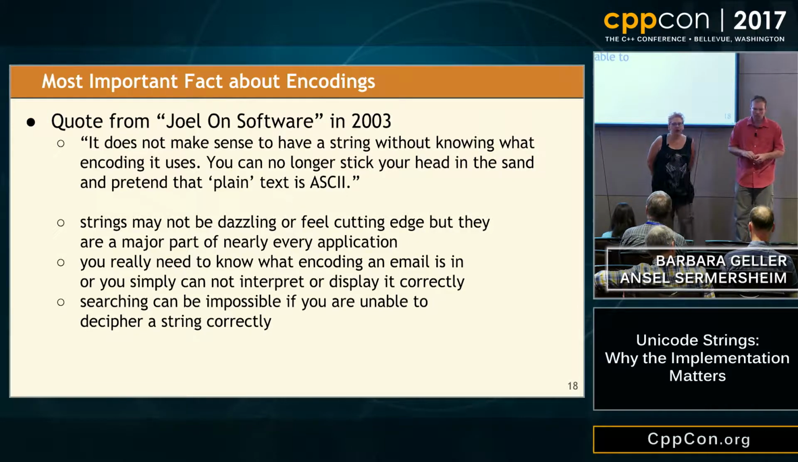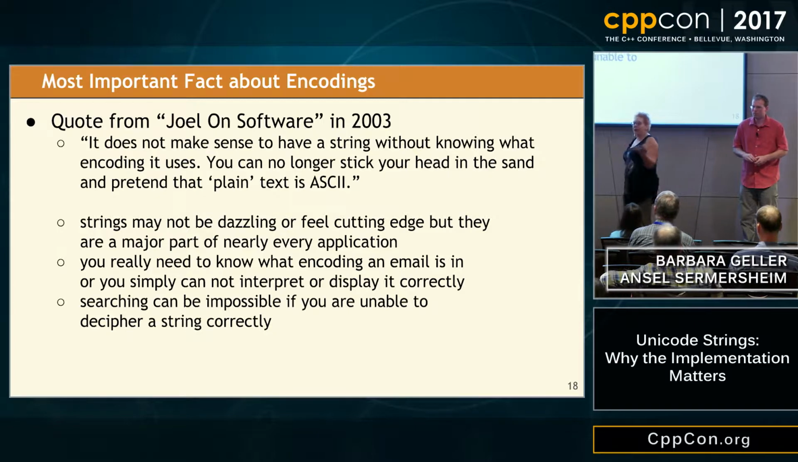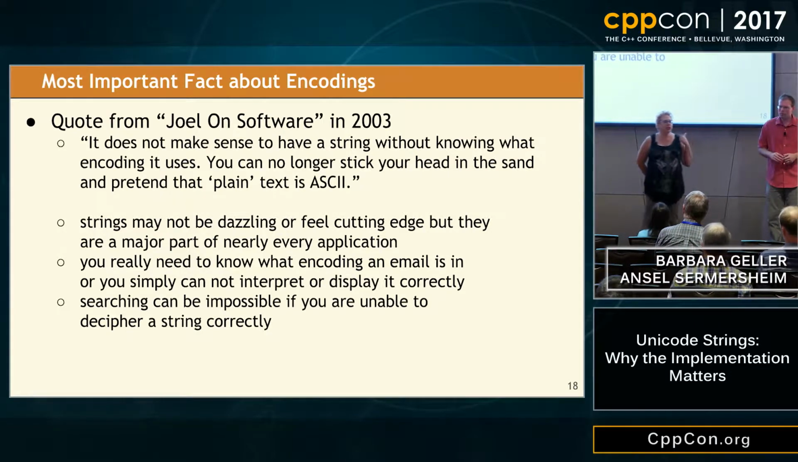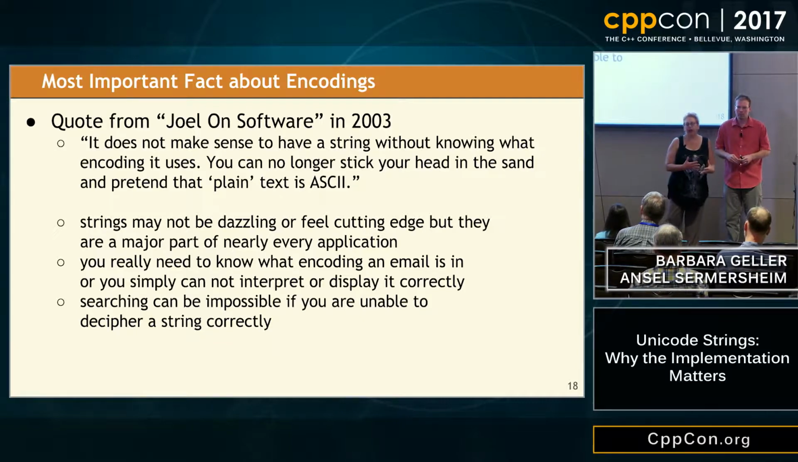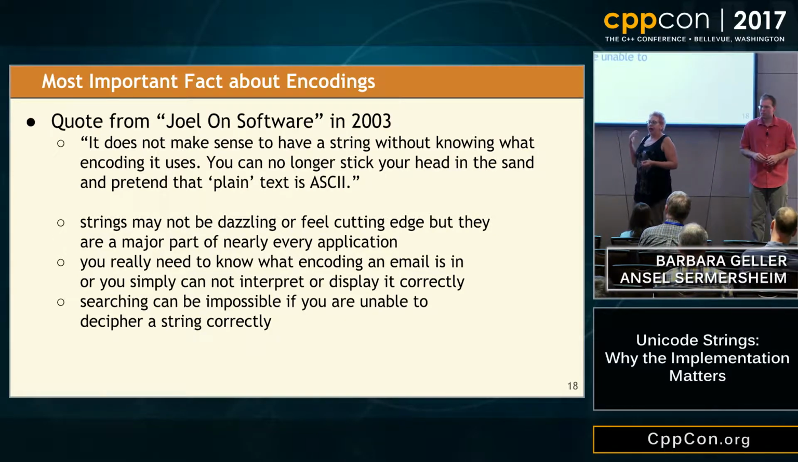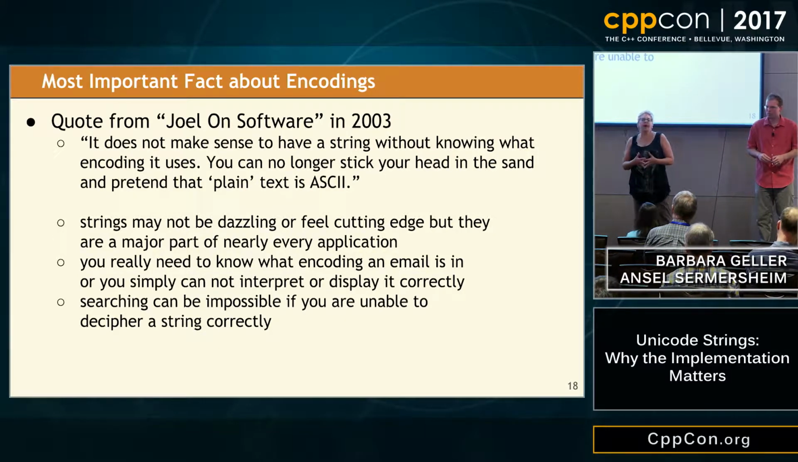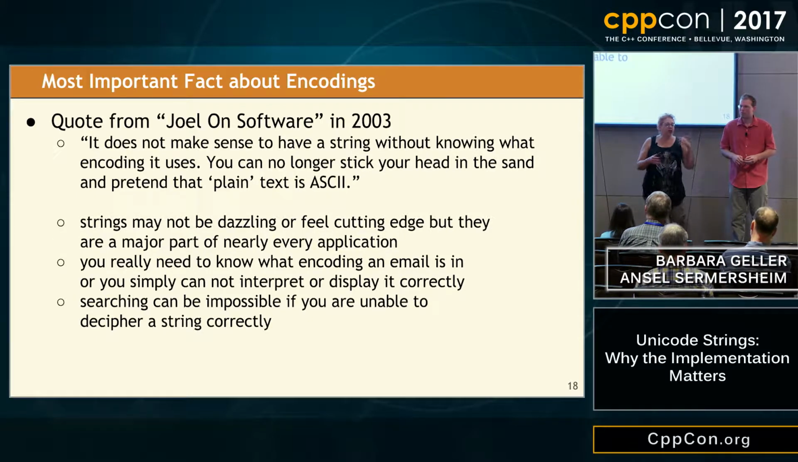Joel on Software is a blog that, if you're not familiar with his work, you should Google him and take a look at. This is a quote that he put down in 2003. It's really valuable because if you don't know the encoding, you can't interpret the text. He ran into this a lot with email, and email was set up to be encoded, with some using one encoding, some another.